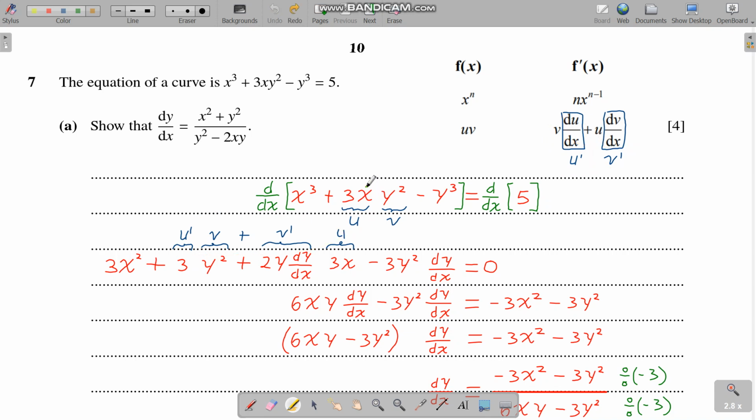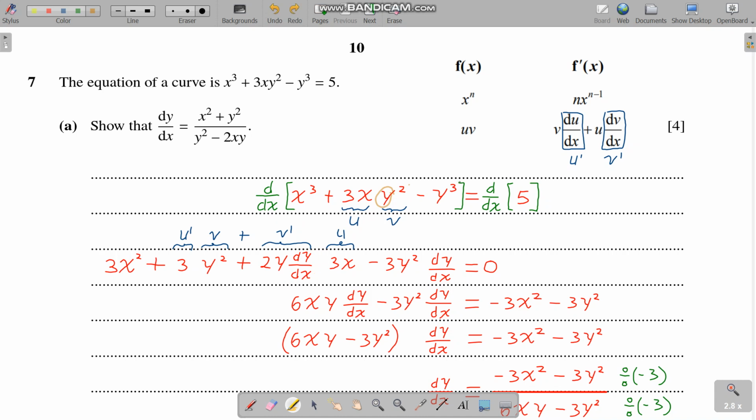Now if u is 3x, the u prime is 3. If v is y squared, the v prime is like 2x: x squared becomes 2x, y squared becomes 2y. But since this is y with respect to x, we have to multiply by dy/dx. So this is the v prime.